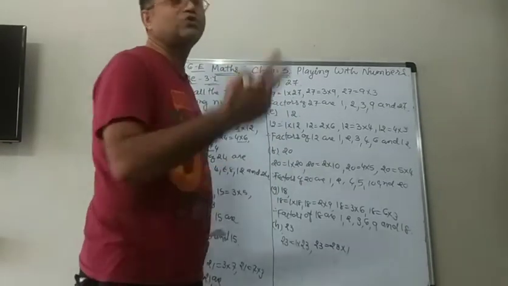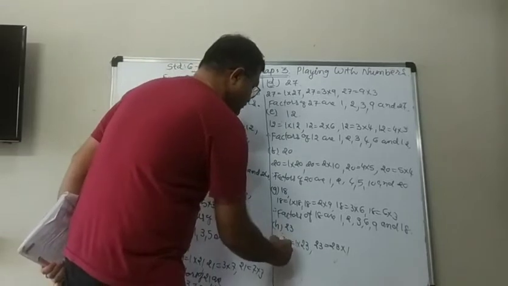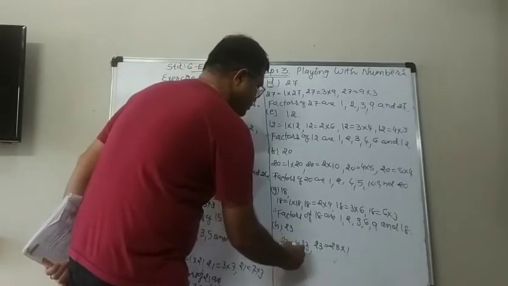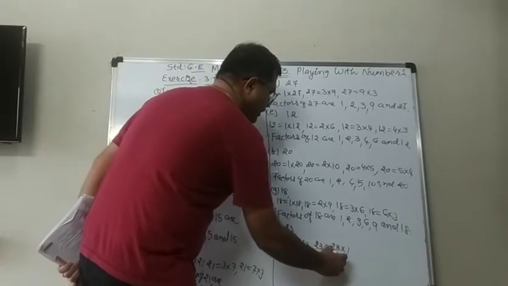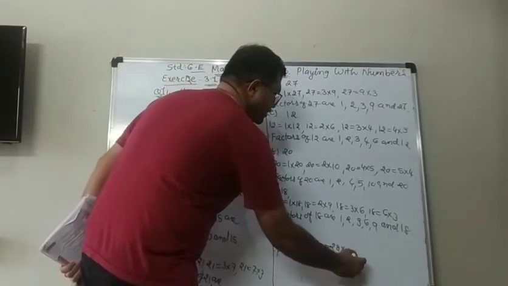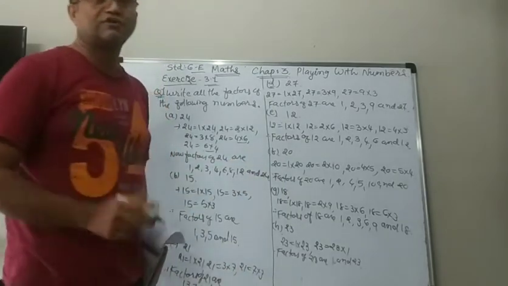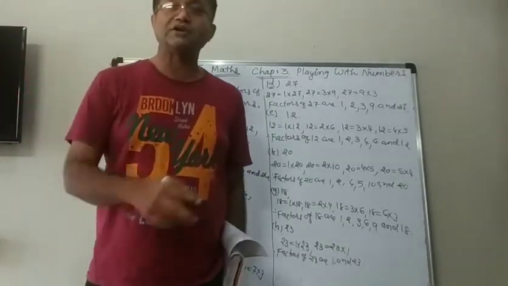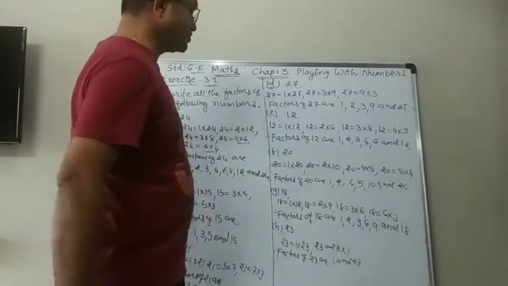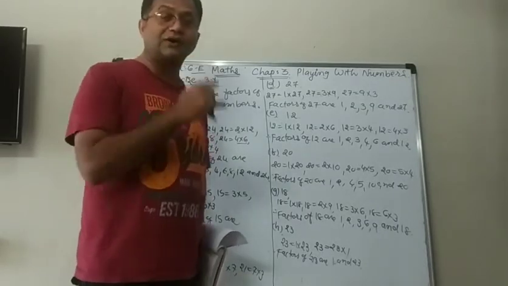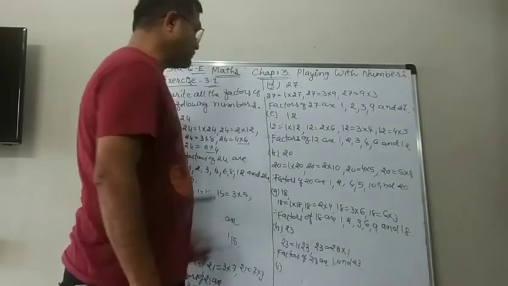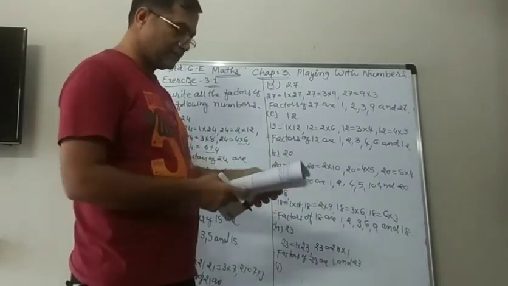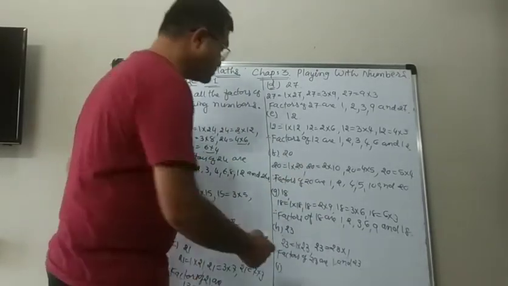It means only two factors. Therefore, factors of 23 are 1 and 23. There are only two factors. We will learn later about it that when there are only two factors, the number itself and 1, then they are known as prime numbers. Now the I, the last one is 36.